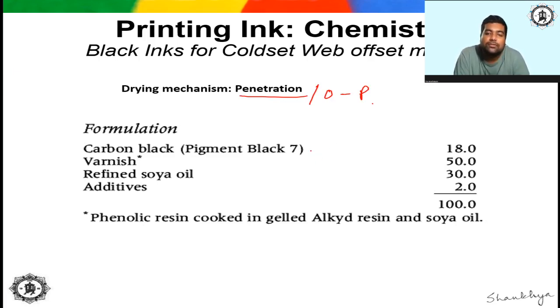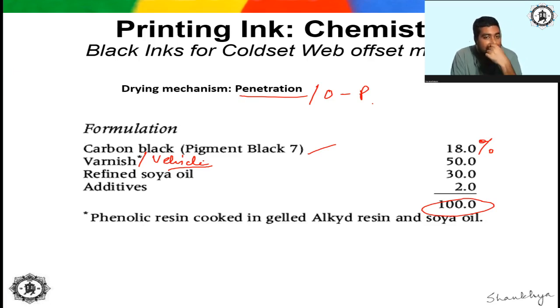What is the formulation here? Carbon black. So this is all in percentage values, right? So this will be 18% carbon black, black pigment. That means this is a black ink we are making. Then varnish. Varnish means a vehicle. So again, I have told you yesterday. From now on, I will use the terms varnish and vehicle almost analogously. In some books they refer to it as vehicle, and in some books they refer to it as varnish. So here, at least for ink making purposes, they mean the same.